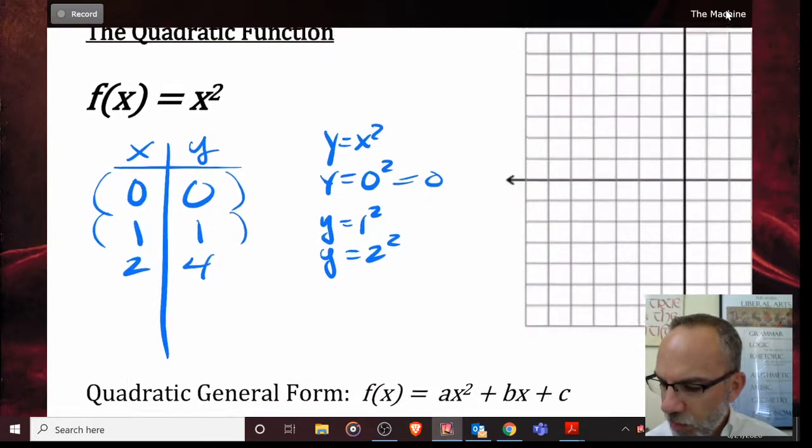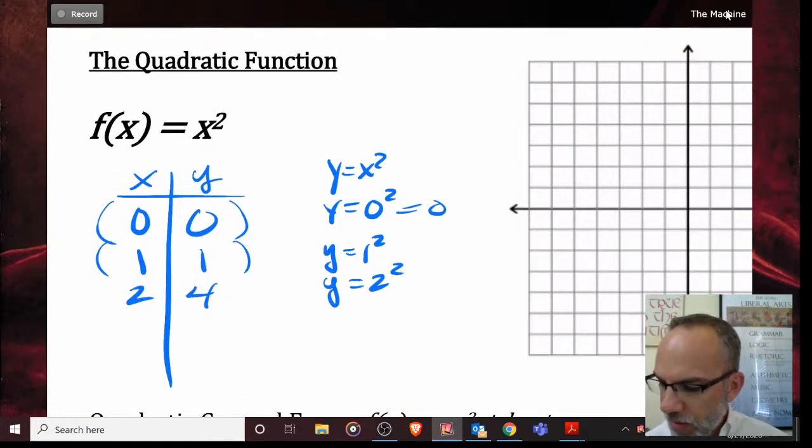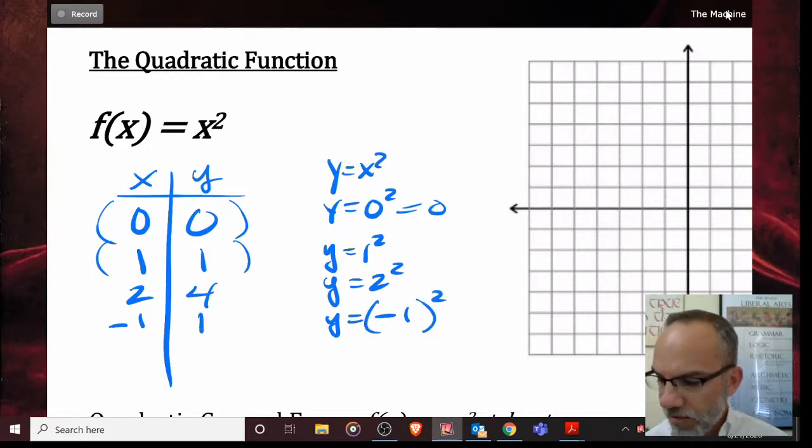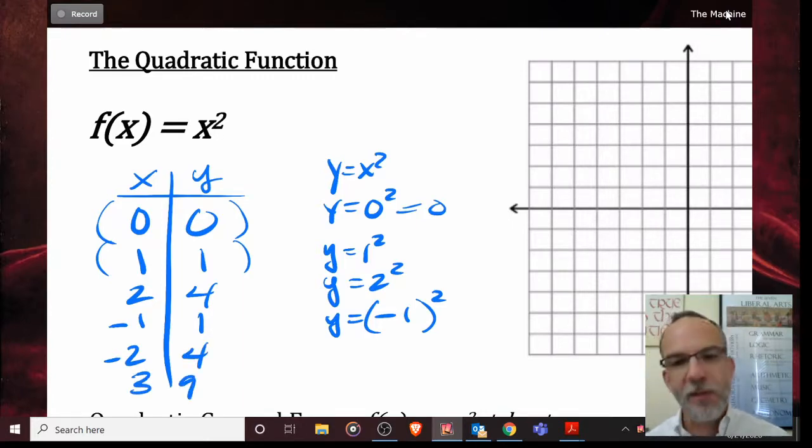Keep going here. How about negative 1? Y then will be equal to negative 1 quantity squared. It's a group. That's still positive 1. And how about negative 2? Still positive 4. If we did 3, it would be 9. And if we did negative 3, it would be still positive 9.